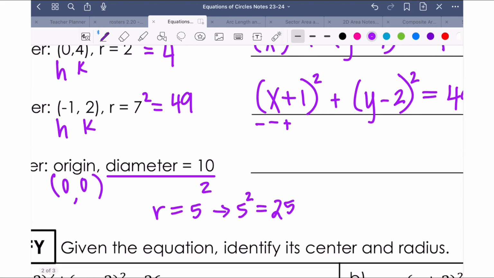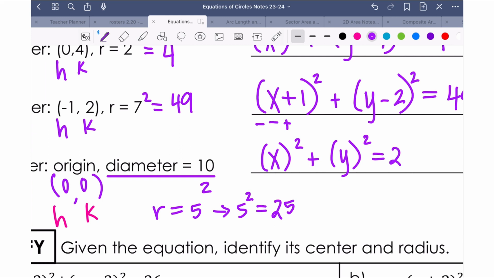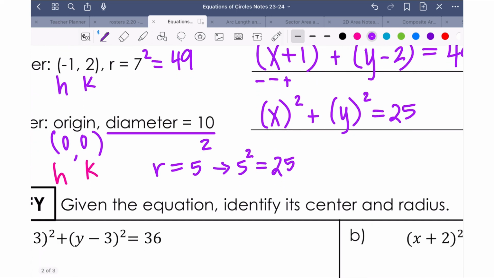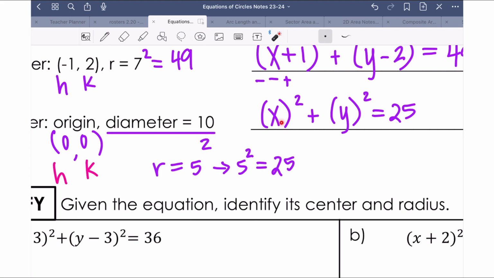So my h and my k here are both 0. So that means I don't even need to write those zeros. So it's just x squared plus y squared equals your radius squared, which is 25. Okay. Again, I didn't write any numbers here because they're both 0.